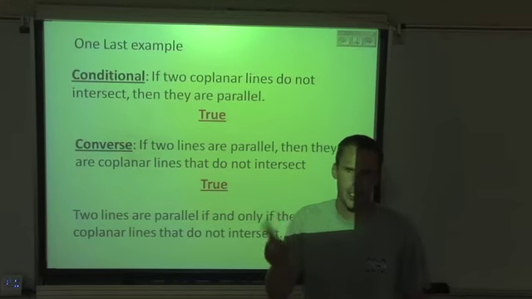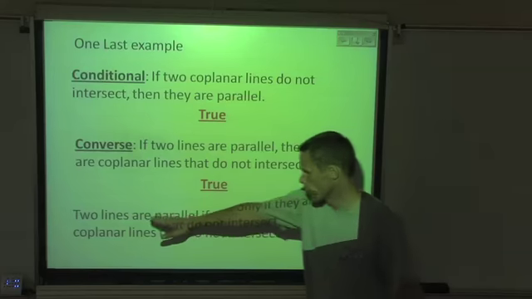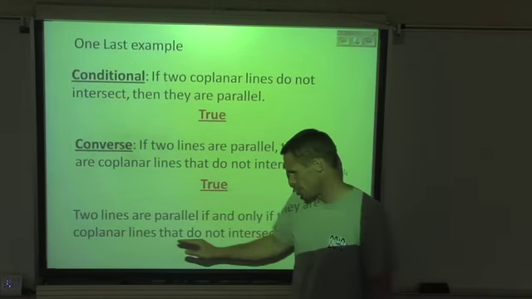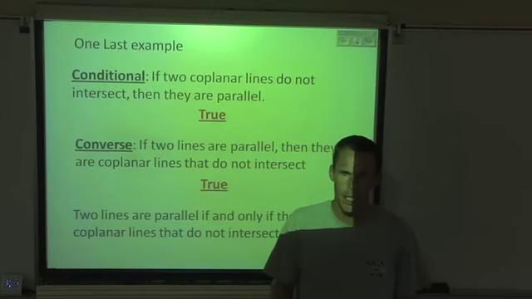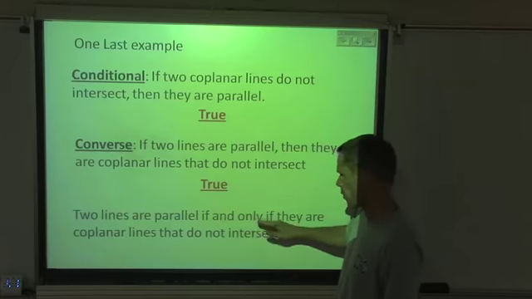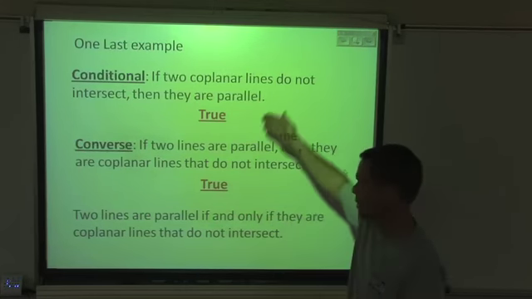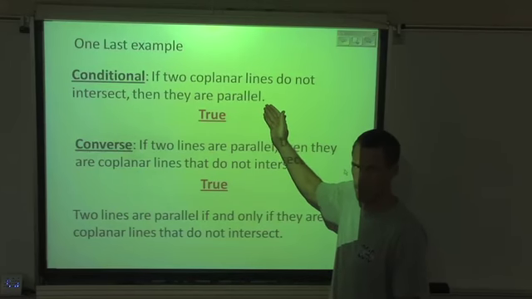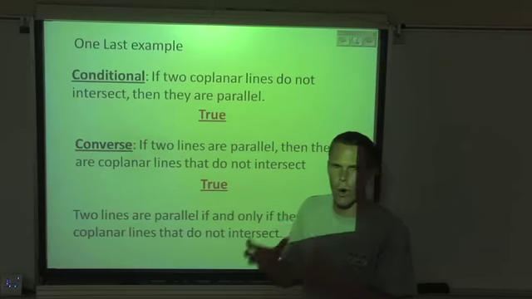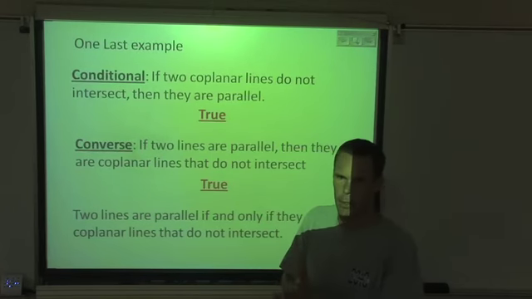But in the biconditional, the word coplanar has to be in it. Two lines are parallel if and only if they are coplanar lines that do not intersect. It would not be true if we said two lines are parallel if and only if they do not intersect, because skew lines could be our counterexample to the original. We must be very precise about what we write so that there is not a counterexample that can be used against it.